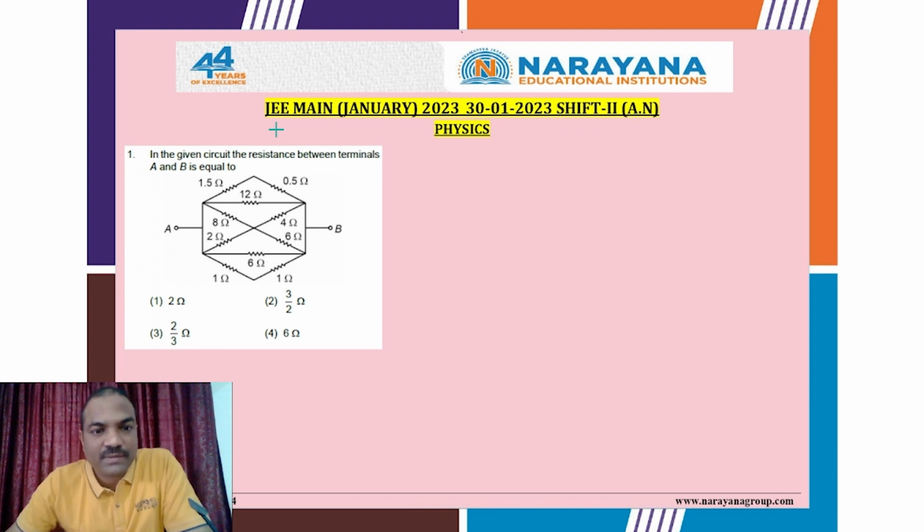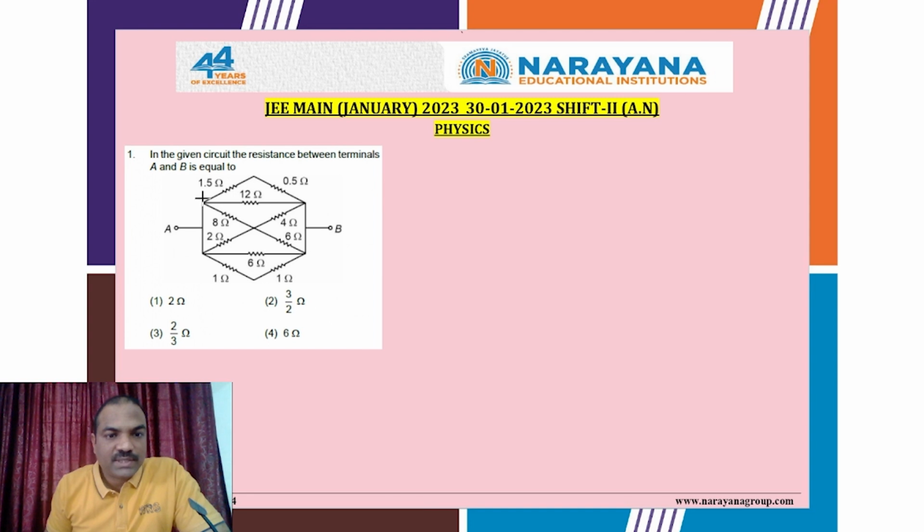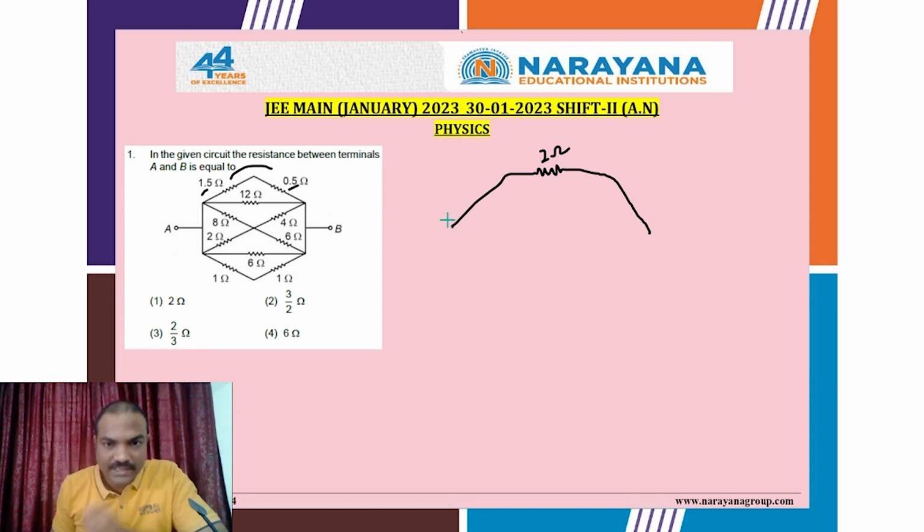Here we have a question with some resistors in series and parallel connection. We need to identify the net resistance. If you see the question carefully, the 1.5 and 0.5 will be in series, so you can make one resistance between A and B with 2 ohm. Then the 12 ohm is directly connected between A and B points, so I can write one more resistance of 12 ohm. Please adjust to my diagrams. Then 2 ohm and 8 ohm will be in parallel.